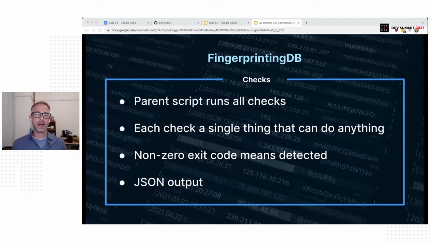The checks are basically, there's a parent script which runs all the checks. It just looks inside the checks folder and runs anything that's executable. Each check is a single script which does something. A non-zero exit code from any of the scripts means that browser fingerprinting has been detected, and some output gets added to the output database, or the detection database. I've used JSON as the output format because it's pretty much readable by basically everything these days. And it's human readable as well, which is nice, so you can actually dig in and have a look yourself.